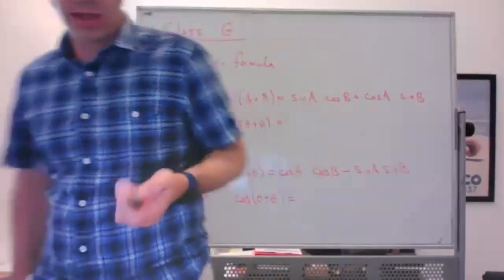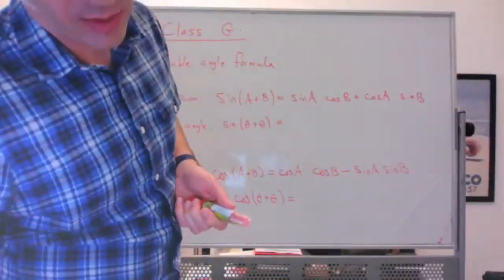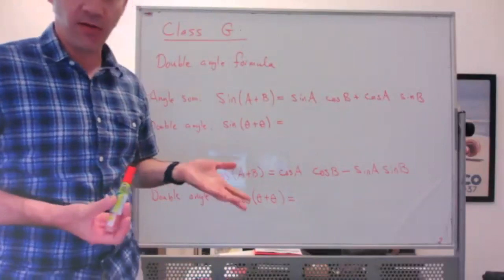So today we're going to do class G. We're talking about the double angle formulas and the half angle formulas.